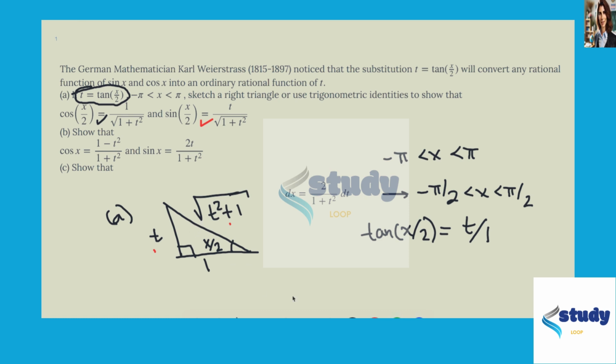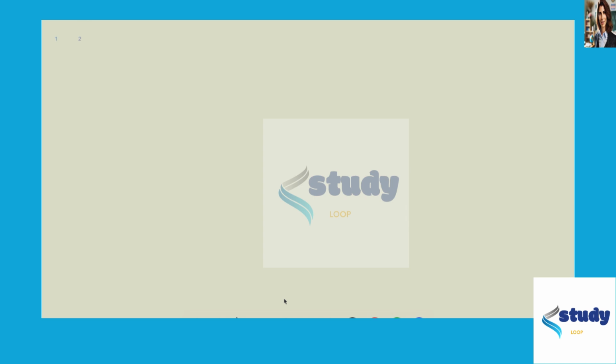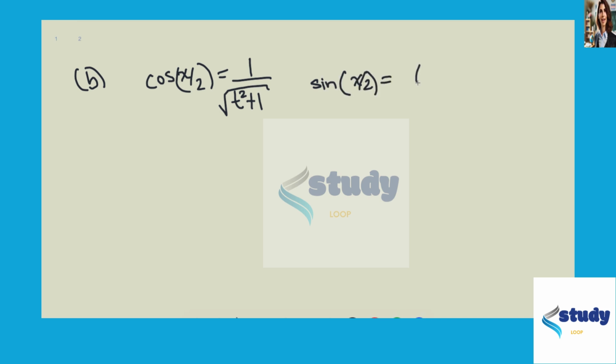So now we want to verify in part B these formulas for cosine x and sine x. To do this, let's go ahead and use part A. So let me go to the next page here. For part B, let's use the formulas that we just found in part A: cosine of x over 2 is 1 over the radical of t squared plus 1, and sine of x over 2 is t over the radical of t squared plus 1.